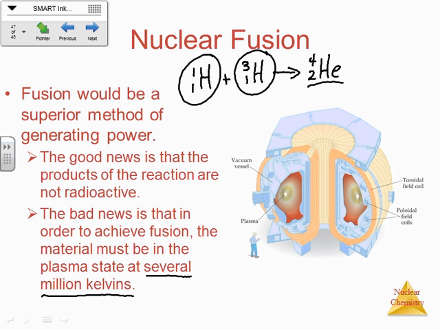So scientists are trying to figure out a way to contain these things in such a way that their containment materials don't melt. And that's been a very difficult issue with fusion. The other difficult issue with fusion is it takes an enormous amount of energy to heat something up to several million kelvins. And it's not easy to do. So to get something hot enough, to get these particles moving fast enough that they'll actually crash into each other and fuse, takes a lot of energy.